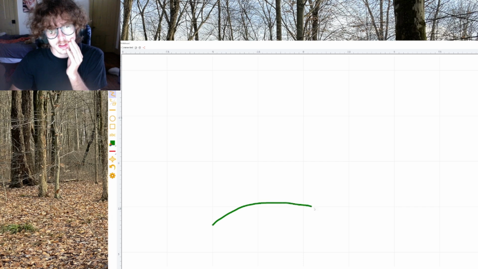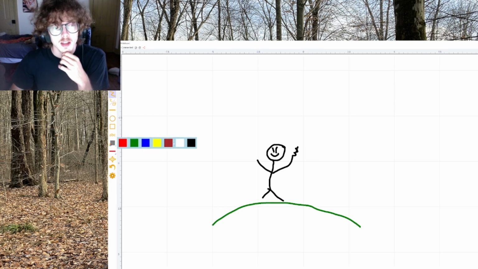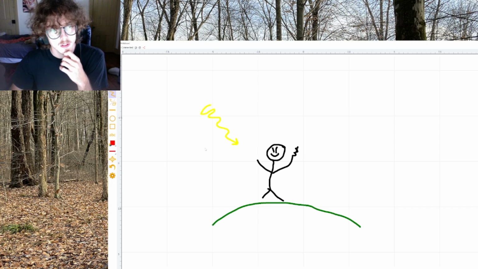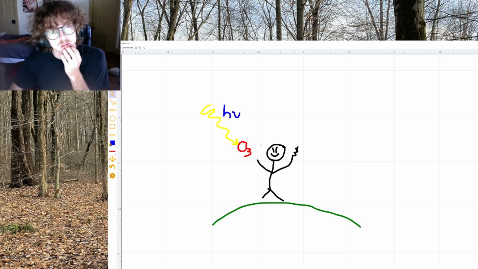So Bobby is on his nice little hill. Let me redraw Bobby. So Bobby says, hello, everyone. He's waving with his little spaghetti hand. I don't think he lives on planet Earth, but let's say this ultraviolet light comes in and it's stopped. Basically, what's happening is that ultraviolet light, so I'm going to call that H nu, the ultraviolet light hits ozone and is released as heat.